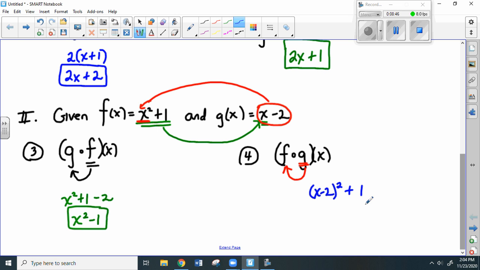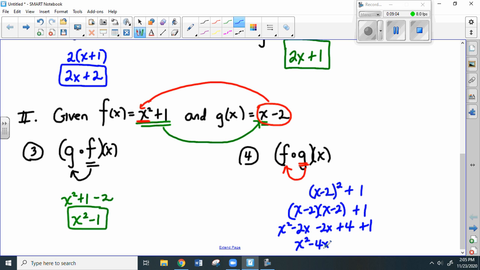And the way you simplify that is remembering that anything squared is that thing times itself. Then you'd have to keep your plus 1. Then you would FOIL. Then you would combine like terms. And that is your final answer. Okay, so sometimes the work is pretty quick and easy, but other times it does require a little bit of extra effort.